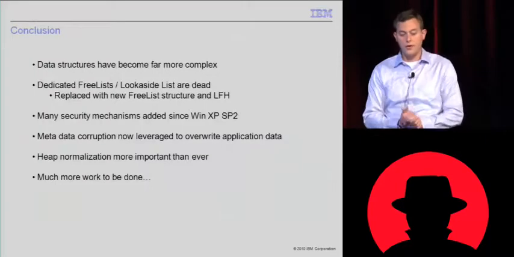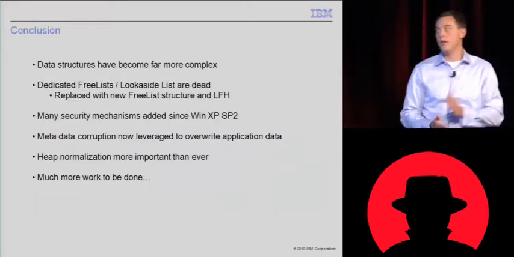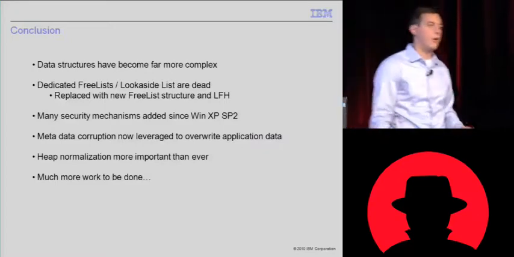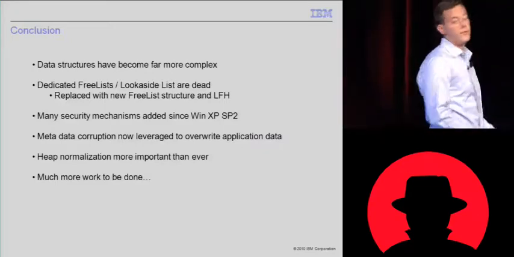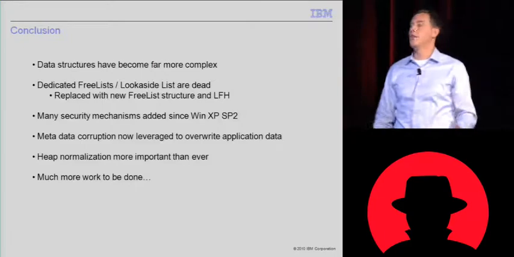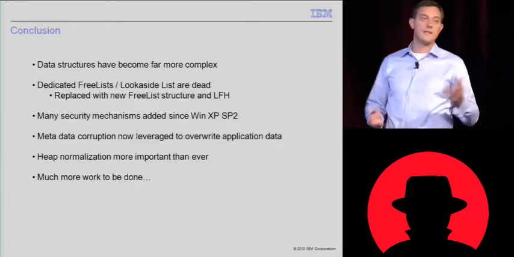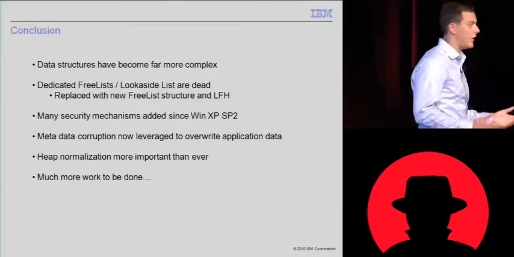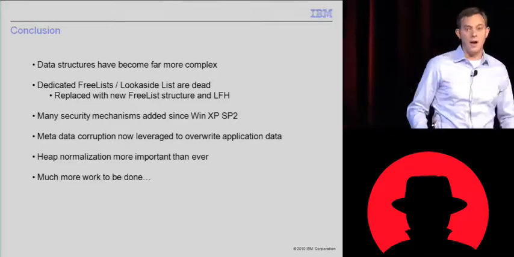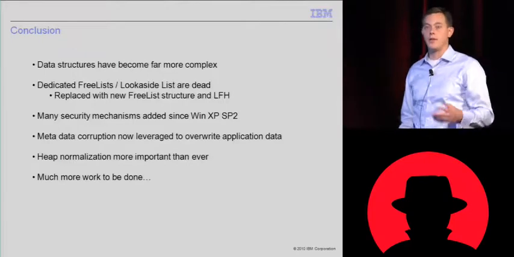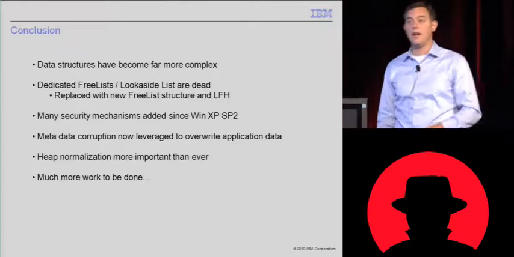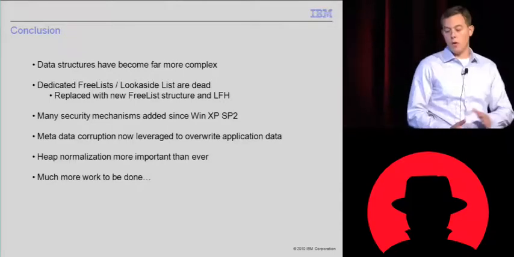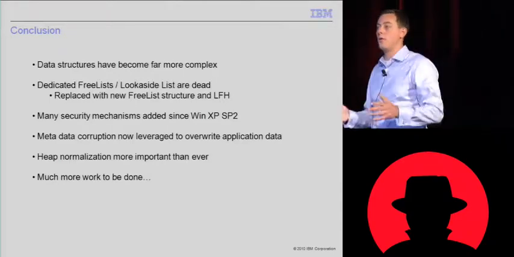This kind of brings us to the end of this. I hope everyone saw that data structures were far more complex than they used to be, and these dedicated free lists have gone away. These list hints point into the overall free list. Security mechanisms are at their all-time highest. It's really difficult to exploit heap overflows reliably. That being said, normalization work is more important than ever.